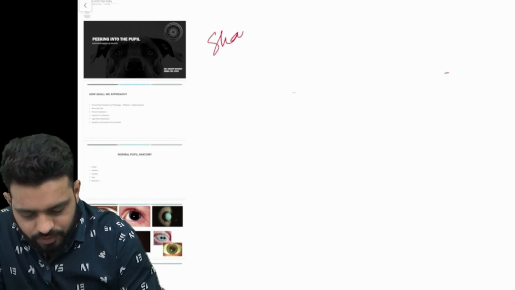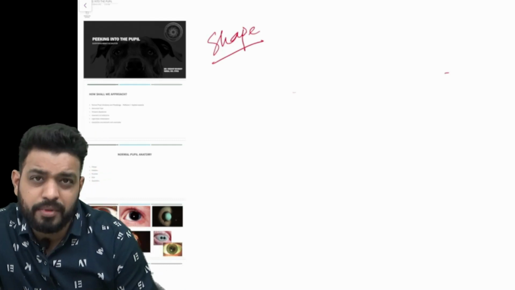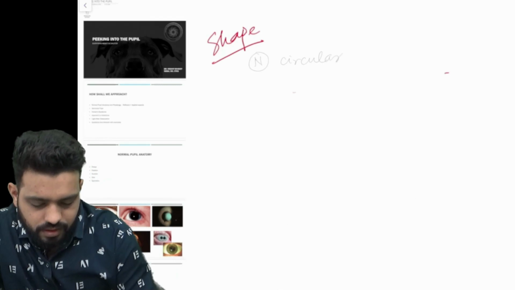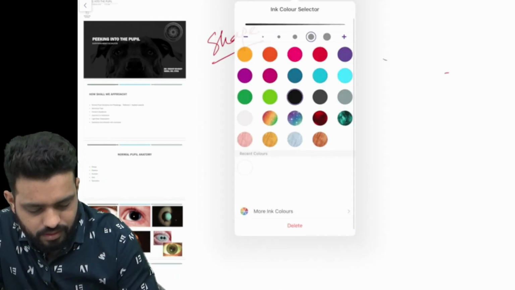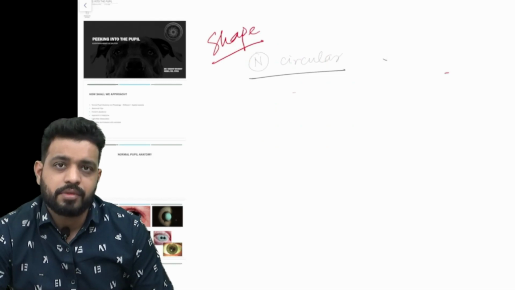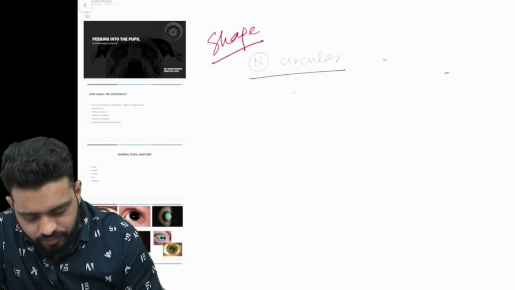Okay, so first we come to what we call the shape of the pupil. As you all know, normally the shape of the pupil is circular. Okay, let me increase the size. So normally it is circular. All the other shapes apart from this are abnormal shapes. Very important, we'll consider all of them.